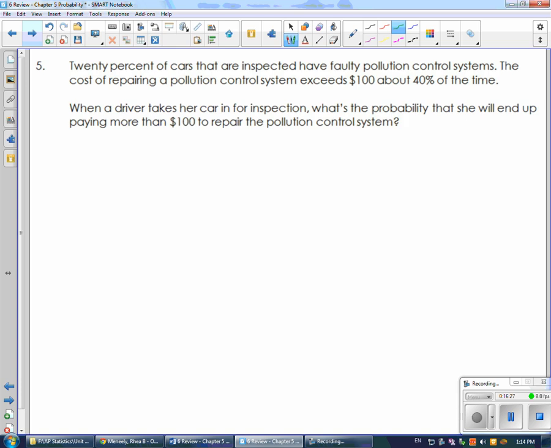So this is going to be a situation where I'm given a sequence of events. And in this case, it's going to make more sense to draw a tree diagram, because either she has a faulty system or she doesn't. And then if she takes it in to get repaired, either it's going to cost more than $100 or it's not. So drawing a tree diagram is going to make a little bit more sense here. So she either has a faulty system or it's not faulty.